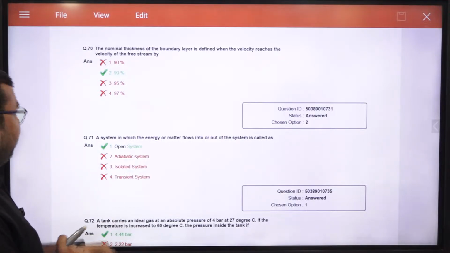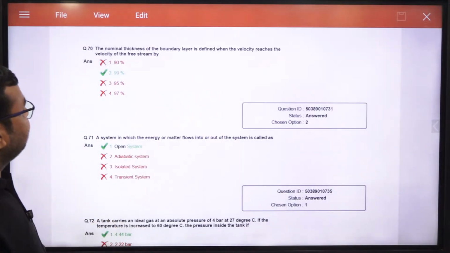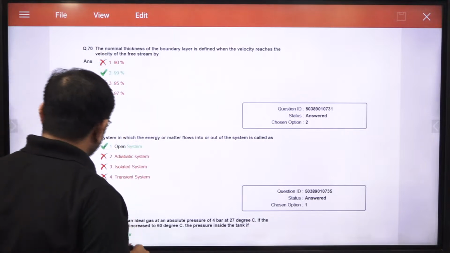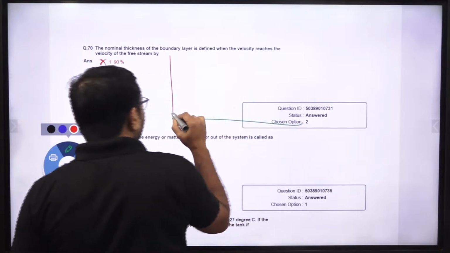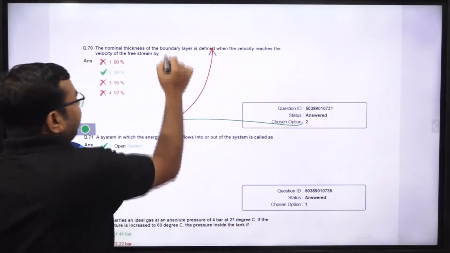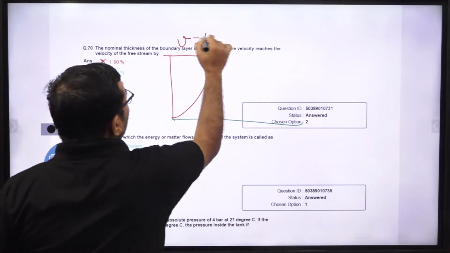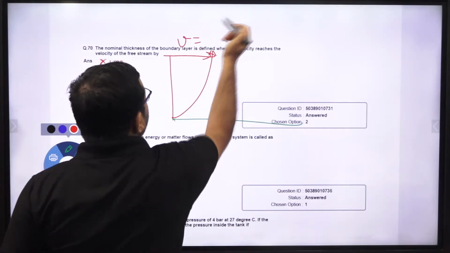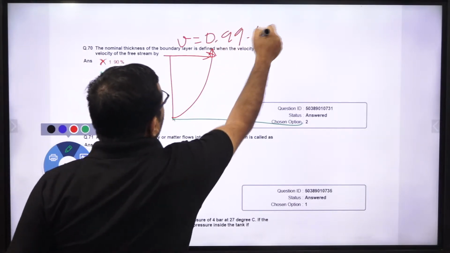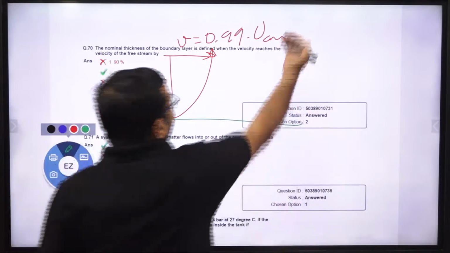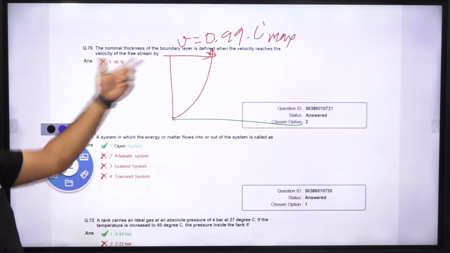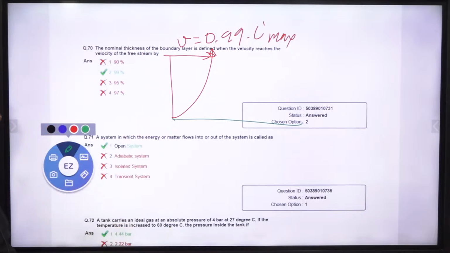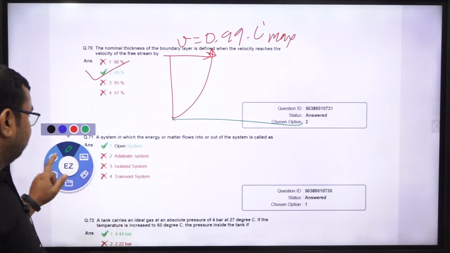The nominal thickness of the boundary layer is defined when the velocity reaches the velocity of the free stream. Yes, this is a very simple question. If you draw the velocity profile, and if the velocity is close to 99%, or simply you can say 0.99 times of maximum velocity, not average, correct, then we can say the nominal thickness of the boundary. Is that clear? So correct answer is this.